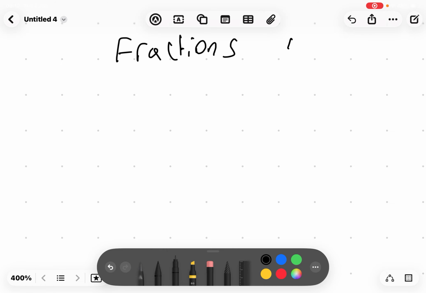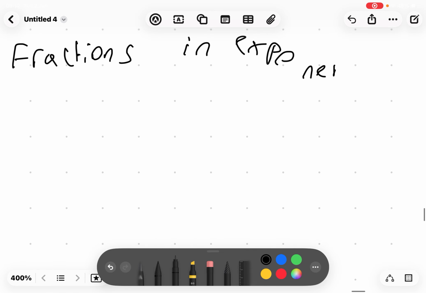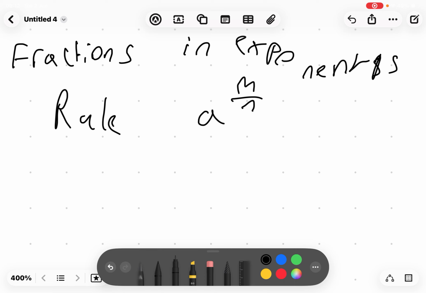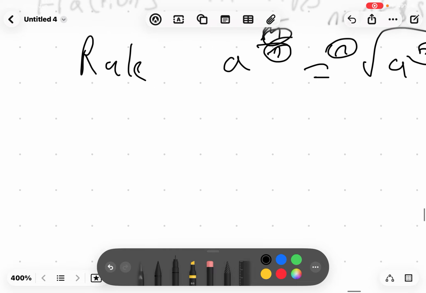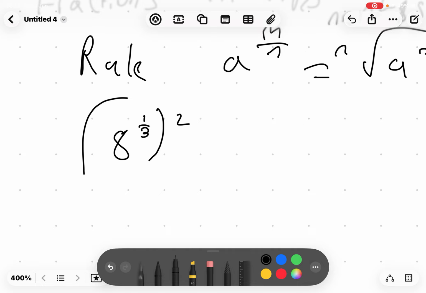Fractions in exponents. So basically the rule is, let's say you have a to the m over n, that's equal to the nth root of a to the m. So this number is over here, this number is over here. So let's say we have something like 8 to the power of 1 over 3, and that is times by 2.